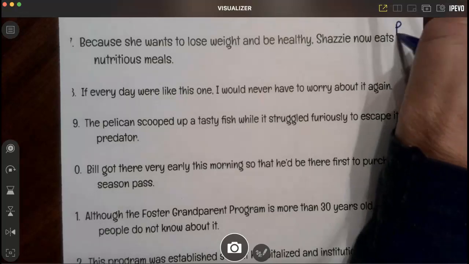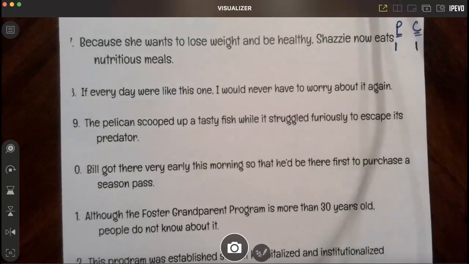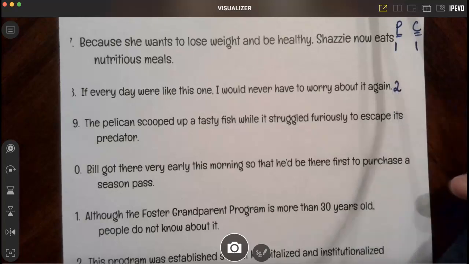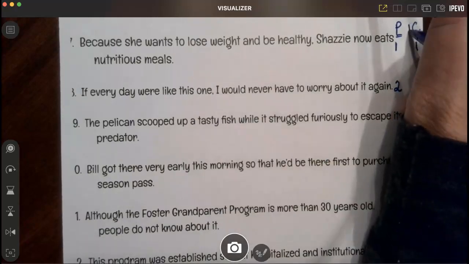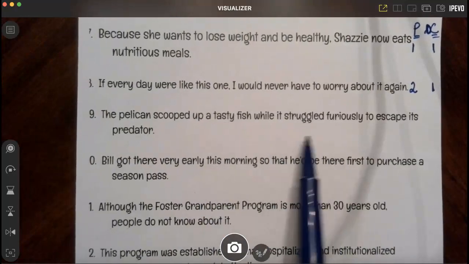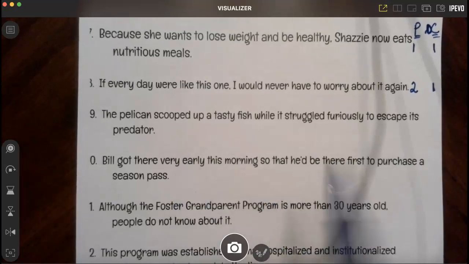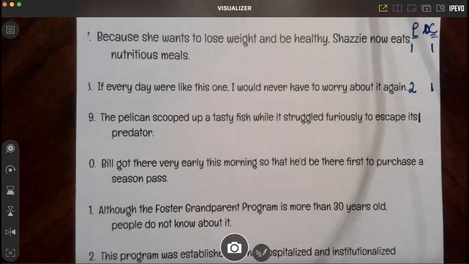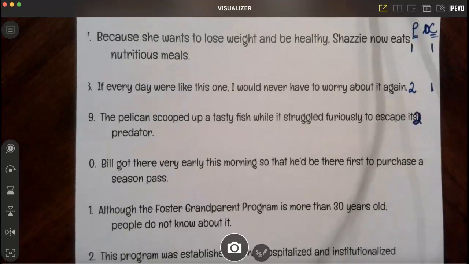So one phrase and one clause in this sentence. This one has two phrases and one clause, which means you're going to have one subordinating conjunction here. I should say one dependent clause. The pelican scooped up a tasty fish while it struggled furiously to escape its predator. There is one phrase, although it looks like there are two. Oh, I'm sorry, we'll go with two. Scratch that. And one clause.